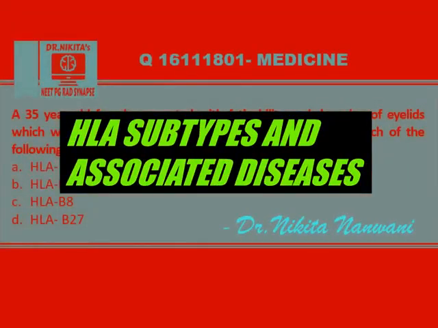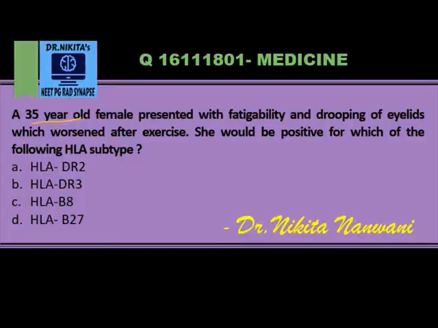So here we have a 35-year-old female who's presented with fatigability and drooping of eyelids, which worsens after exercise. The most important clue here is that it worsens after exercise, which gives away the diagnosis of myasthenia gravis. So this female would be positive for which HLA subtype?